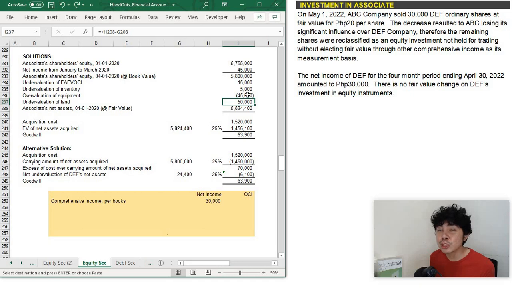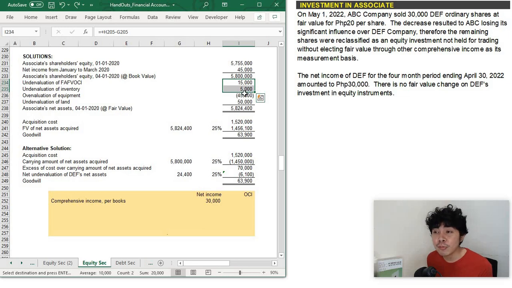Pero tong equipment na to, syempre, may effect pa rin yan sa comprehensive income ni DEF company kasi dine-depreciate pa yung equipment na yan until 2022. So, kailangan natin i-amortize ulit itong 45,600 for 4 months kasi titigil lang naman tayo ng amortization nitong excess kapag naubos na. Katulad dito sa FVOCI tsaka sa inventory, hindi na natin to in-amortize in 2021 kasi nga 2020 pa lang ubos na agad tong 15 tsaka 5 for FA, FVOCI tsaka inventory. Pero yung equipment, hindi pa naman siya nauubos.